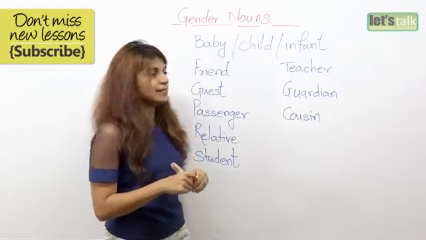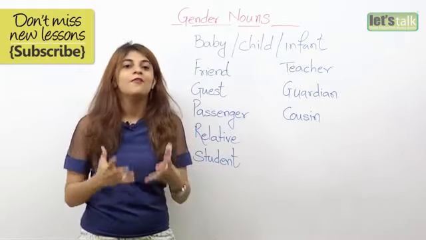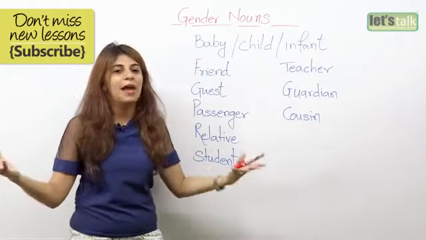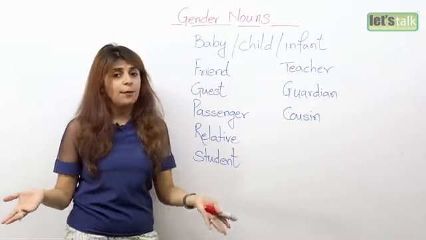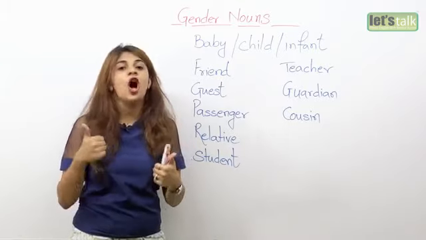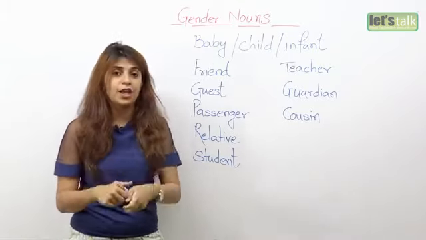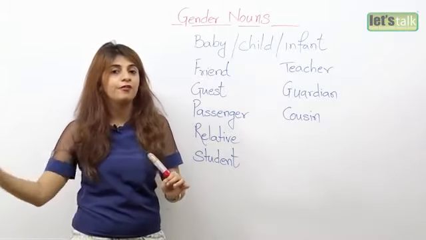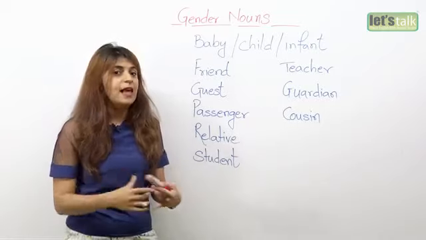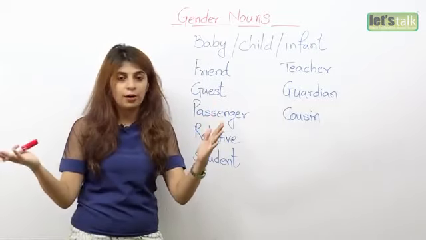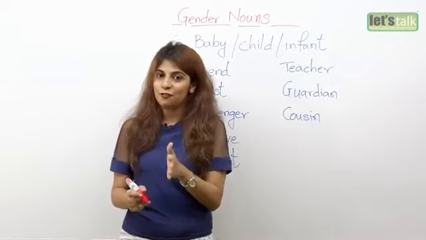Next one, friend. So who is a friend? Well, a friend is someone that you can always depend on, right? And we all have friends. Now, if you're talking about your girlfriend or your boyfriend, then yes, you can specify it. She's my girlfriend, he's my boyfriend. But when in general you're just talking about your friends, then we do not have different terms. It's just the same noun that we use, that is friend.